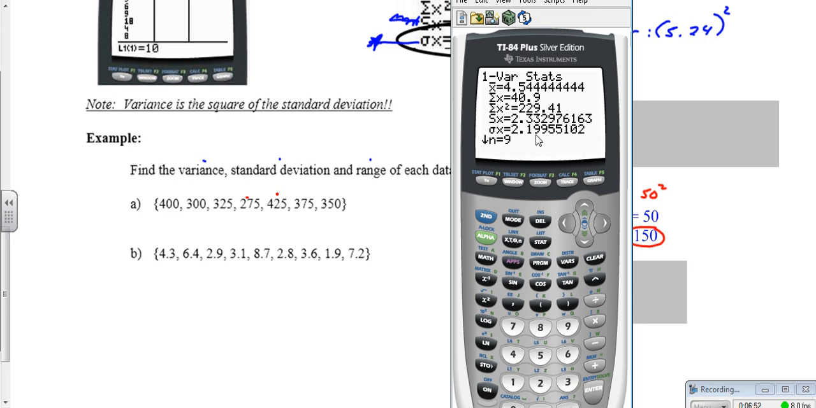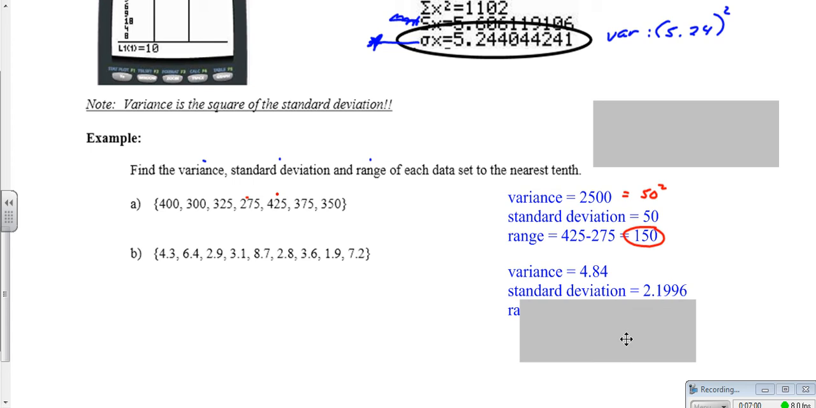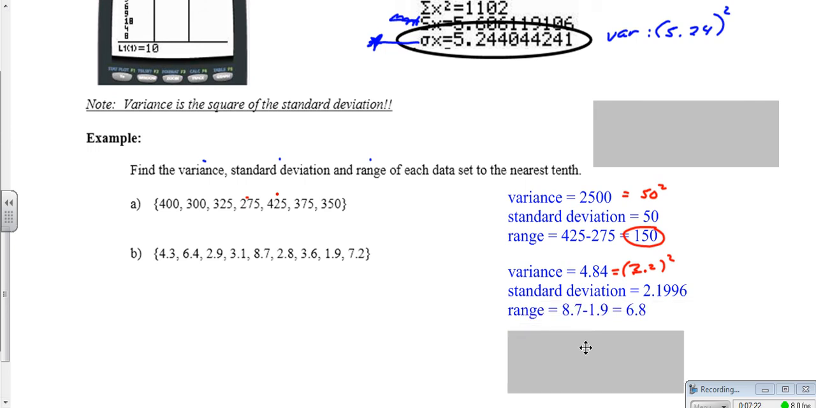2.19 or 2.2 represents standard deviation. So 2.1996, if I square that, I get 4.84. So again, 2.2 squared. If I squared 2.1996, that'd be more accurate. And that's how they got 4.84. And again, the range is the max minus the min. In this case, 8.7 minus 1.9.